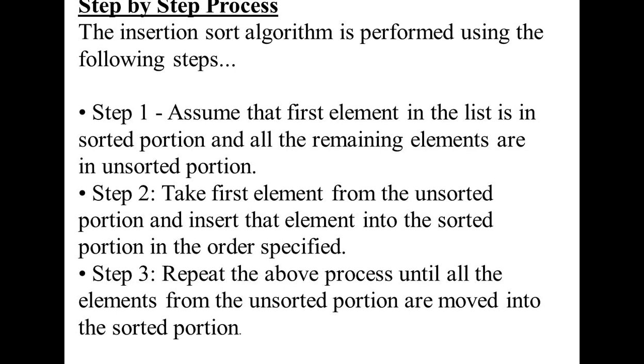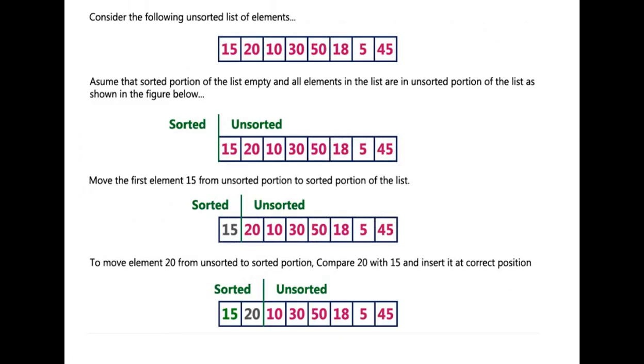Now you can see the steps, different steps. Step number 1, assume that the first element in the list is in sorted position and all the remaining elements are in unsorted position. Now you can see the list here. These are the elements here: 15, 20, 10, 30, 50, 18, 5 and 45. So these are the unsorted list.